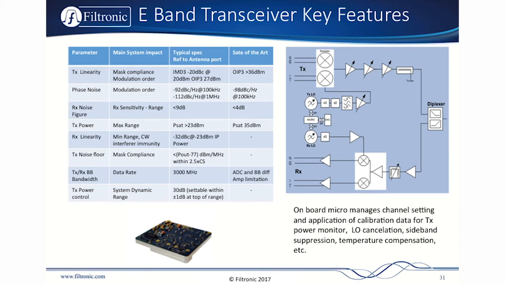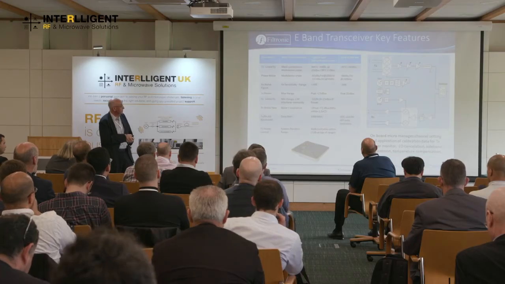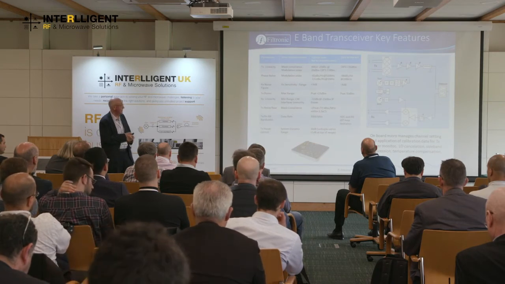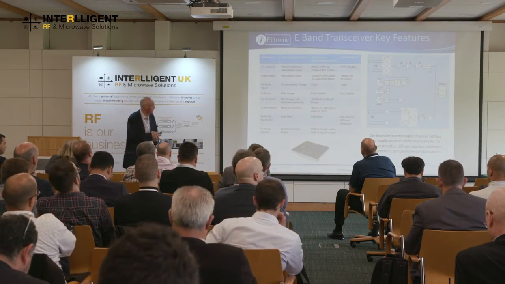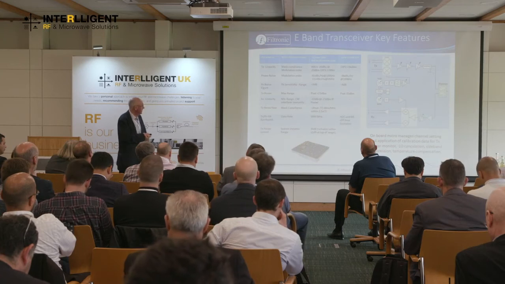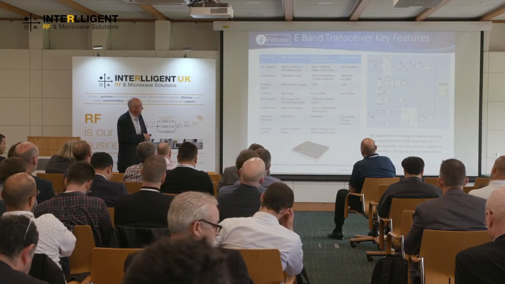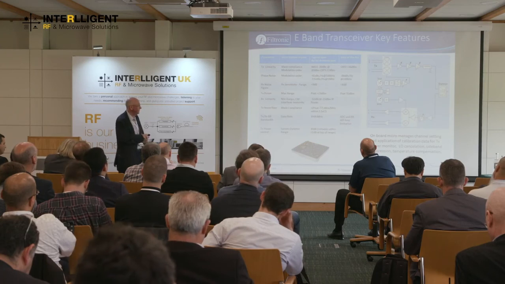Range is highly dependent also on noise figure. So 9 dB maybe doesn't sound so good, but that includes all of the diplexer loss and everything up to the antenna. So that's the noise figure referenced to the antenna port. With an indium phosphide LNA, you could probably reduce that to 4 dB. In fact, you can. We've built receivers at 4 dB noise figure. Transmit power with a single amplifier, you're talking typically PSAT around 23 dBm. For special applications, you can use power combining and get up to maybe 35.